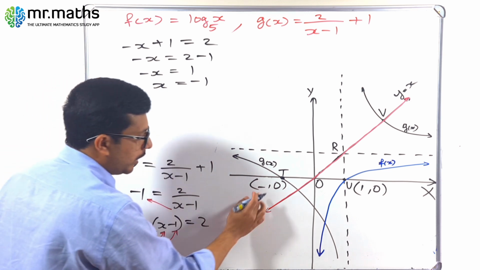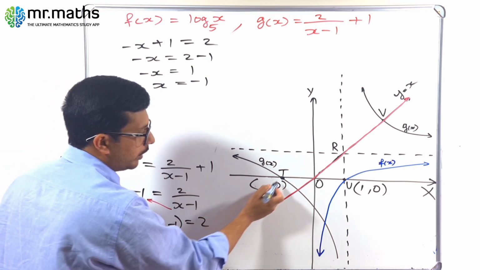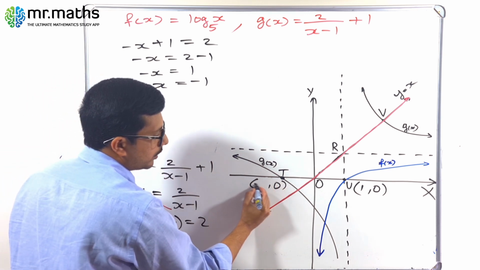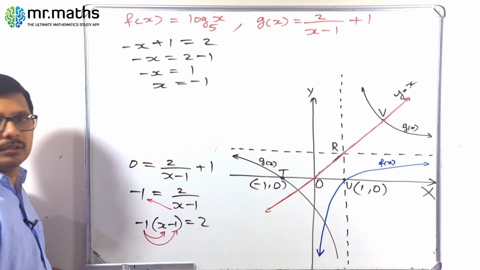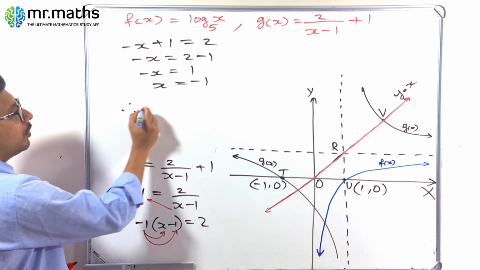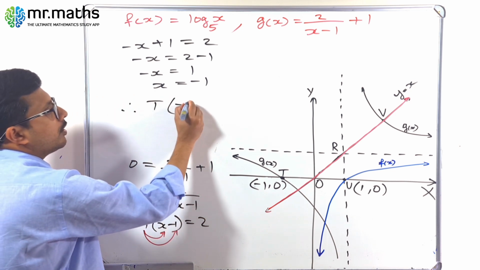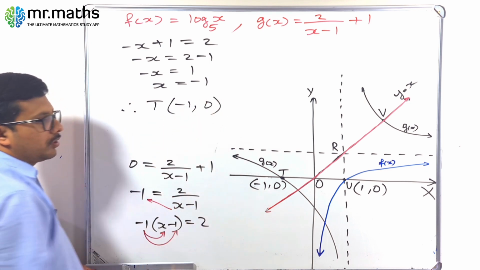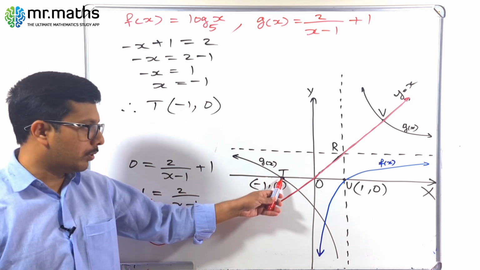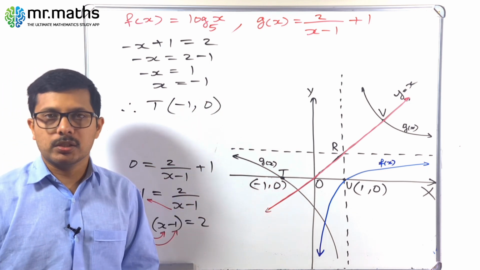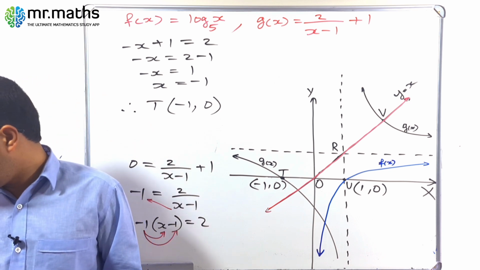So it means that at this point the x value is minus 1. Therefore the coordinate of t is minus 1 comma 0. This coordinate is minus 1 comma 0. That is question number 4.3.